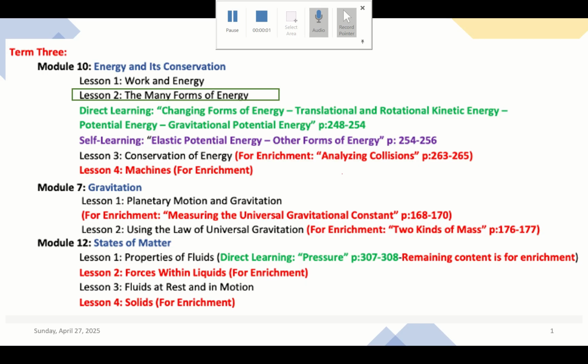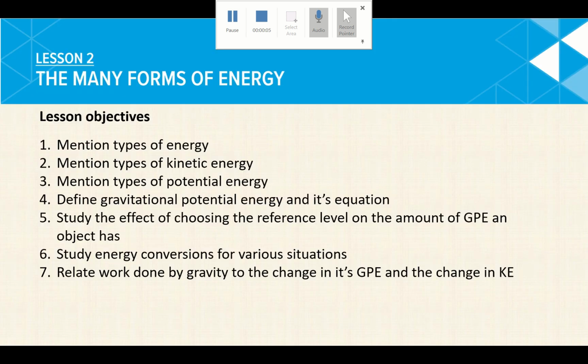Hello girls, today we're going to start with lesson 2, the many forms of energy. In this lesson, we'll talk about these objectives.